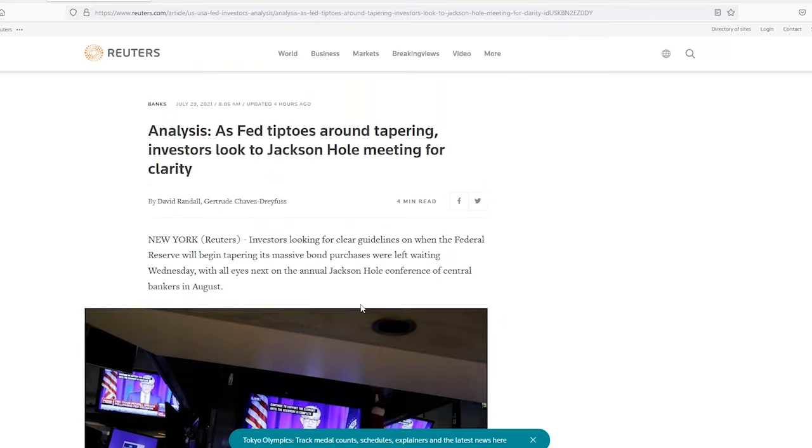So there's plenty of time between now and then for, you know, the happiness about continued stimulus to push markets up maybe, and to potentially weaken the U.S. dollar further.